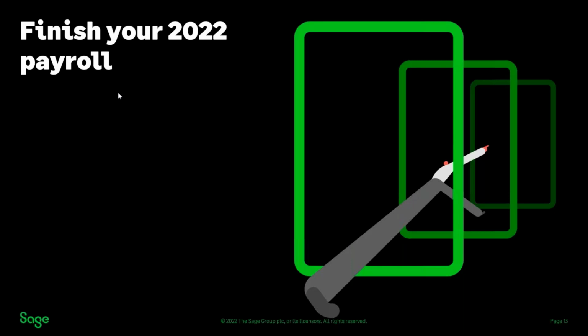So if you pay monthly, your last pay date of the tax year will be your month 12 date, your December pay date. If you pay weekly, fortnightly, or 4-weekly, you're looking for that last pay date that falls in 2022. Now, specifically for the weekly based pay frequencies, there are some other things to consider around this time of the year. And the first one I want to mention is holiday periods.